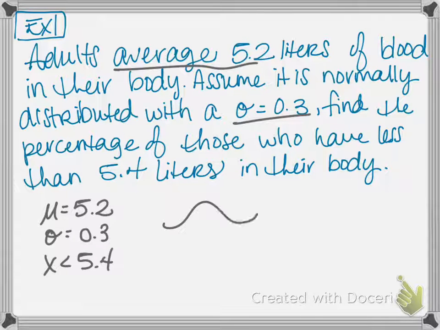So if I were to draw the picture, it looks something like this. Here's 5.4, and I'm looking for everything less than that. So everything to the left, which is perfect because my z-score table gives me the area underneath the curve to the left. Okay, so that's really, really important. But we can't use the table yet because we don't have the z-score. We got to convert it.